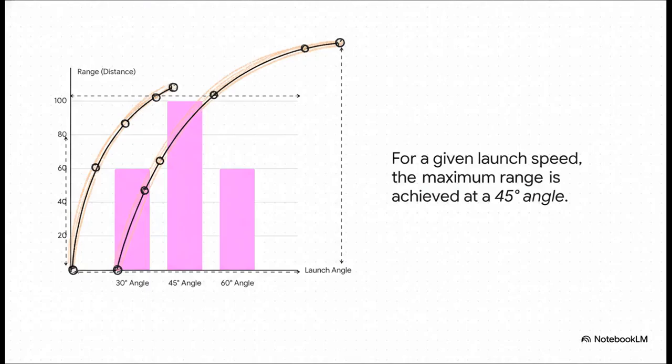Well, just take a look at the data. If you go too low, say 30 degrees, you get a ton of horizontal speed, which is great, but it hits the ground way too fast. Bummer. If you go too high, like 60 degrees, you get a ton of airtime, but you're not moving forward very fast. So, what's the perfect balance between hang time and forward speed? Yep, right there in the middle, 45 degrees. That is the magic number for maximum range.